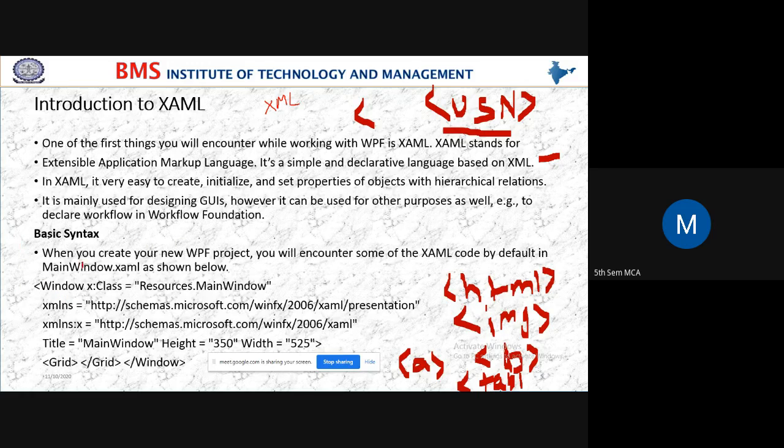So this is the basic syntax. When you create a new Windows Presentation Foundation project, you will encounter some XAML code by default in the main window XAML, as shown below. So if I include a new project in the program, it contains some basic code in the program.